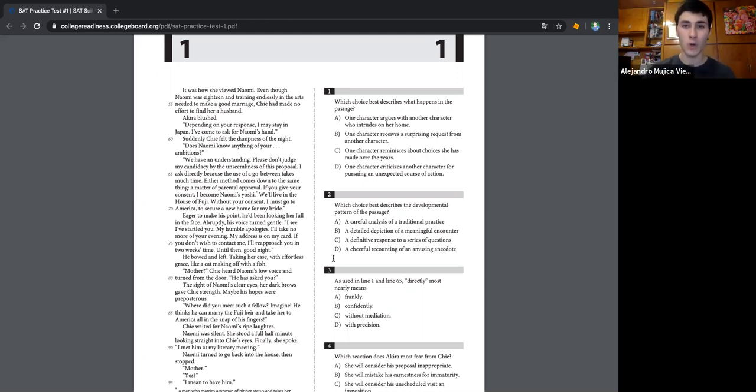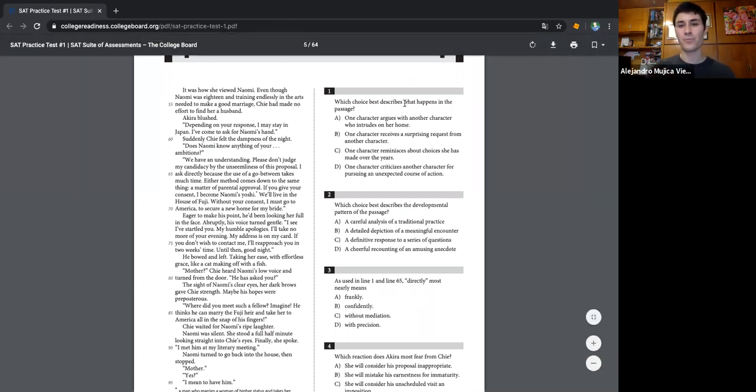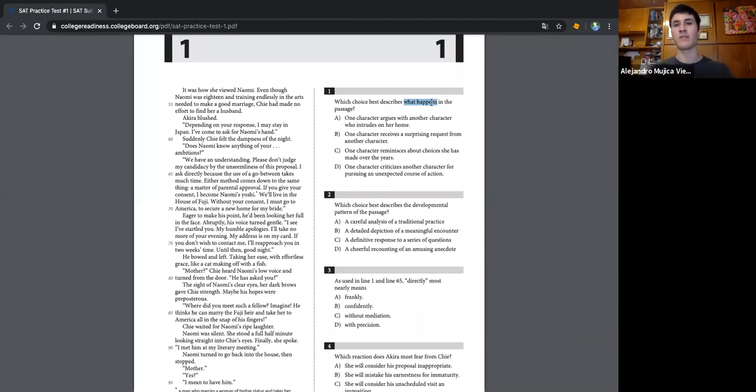He doesn't follow protocol and he asks her for her daughter's hand anyway, because he has to decide: is he going to go, or is he going to stay? So the whole passage is this conversation, Chie's reaction, and Akira's thoughts about it. That is the main event or the plot. In other words, what happens. "What happens" refers to the plot or main event. So let's look at the choices.